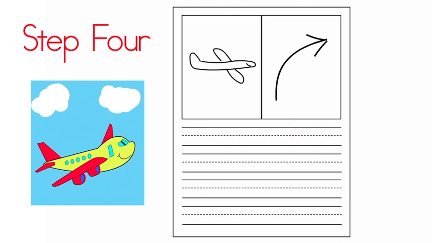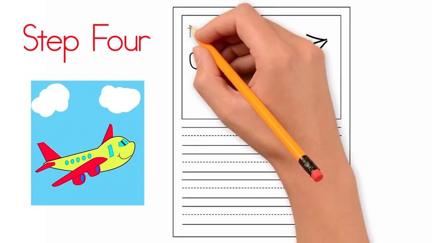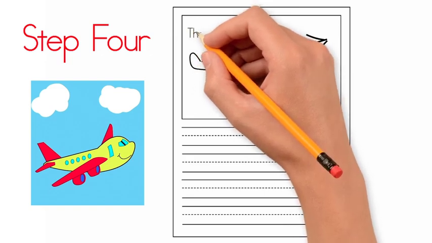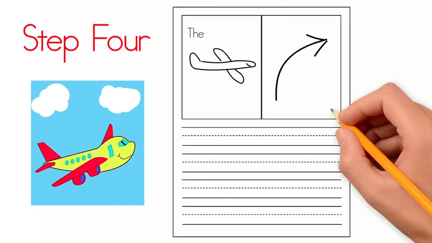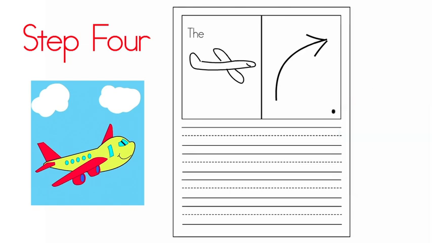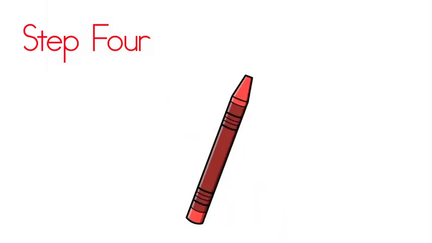Go back and say the first word of our sentence. The. In the left planning box, write down the. Capital T-H-E. Say the whole sentence. The plane flew. Next, go to the right planning box. Make a period to show that's the end of the sentence. Great job! Time for the red crayon!